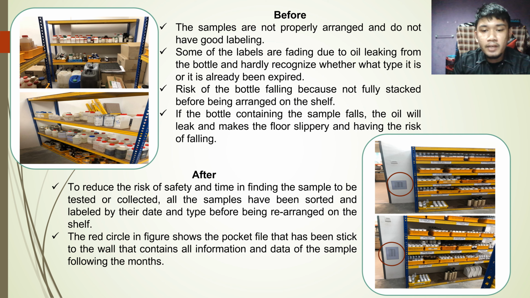All the samples have been sorted and labeled by their date and type before being arranged on the shelf. The red circle in the figure shows the pocket file that has been stuck to the wall, which contains all the information and data of the samples following the month.